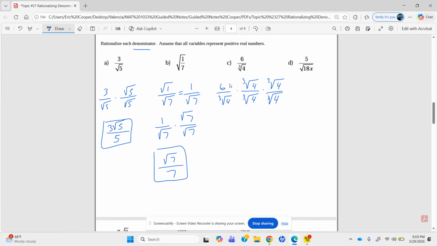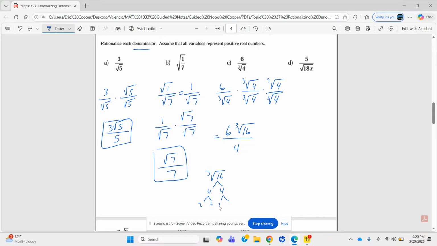So at the top, I've got 6 times the cube root of 4 times the cube root of 4. The 6 will still be at the top, but the cube root of 4 times the cube root of 4 is the cube root of 16. And then at the bottom, we have a 4. Now, we do need to check and see if we can simplify the cube root of 16. So I take that off to the side, and I see that 16 is 4 times 4.